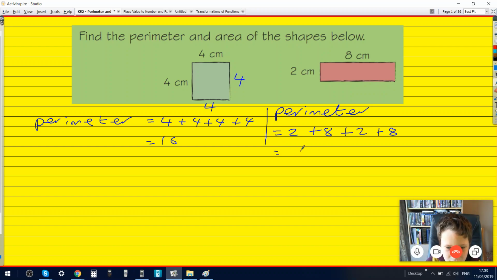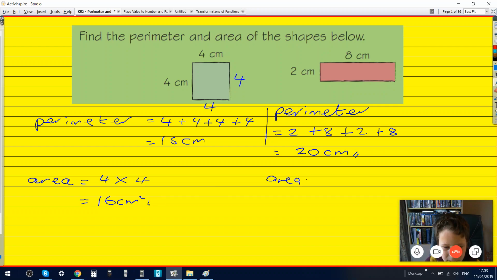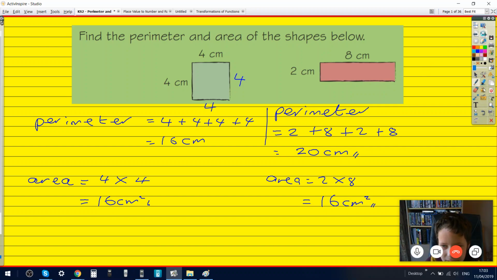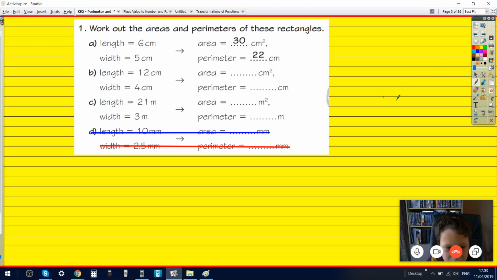How about the area for the first shape? Do you know how to find area? Would you need to times the two numbers together? Correct. So for the first one, it's 4 times 4, which is 16. Well done. And for the second one, it's 8 times 2, which is also 16. Any questions there? Nope, I don't have any. Okay. And so even though they have different side lengths, they have the same amount of space inside the shape. Okay. So same area.